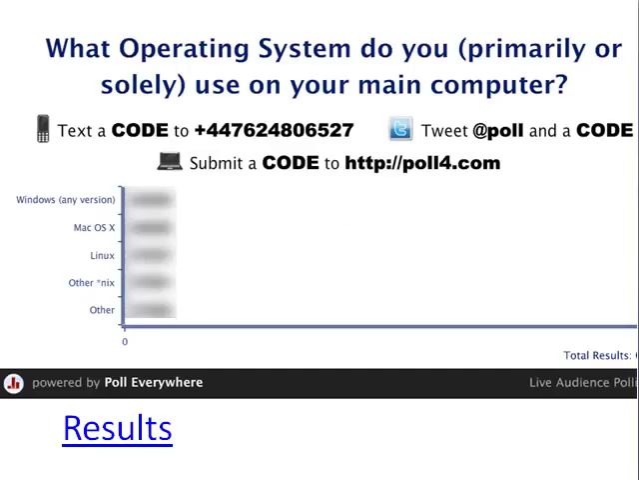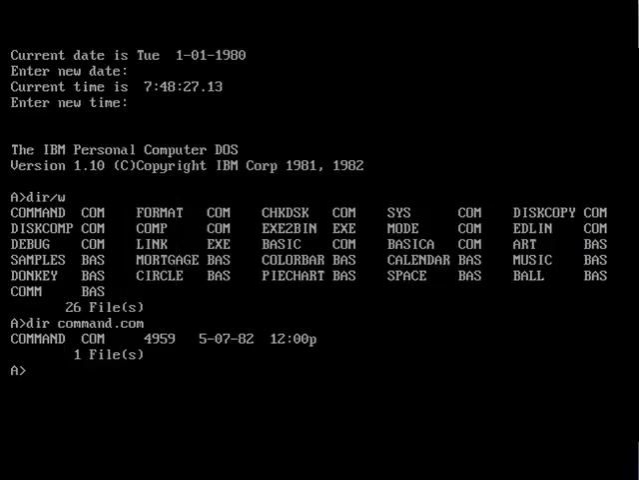When I asked the class at Paisley, what operating system do you primarily or solely use on your main computer, the range of replies I got were kind of what I expected. The majority of responses were Windows, with a few responses indicating Mac OS X, one response for Linux, and no other operating systems. This here is PC DOS.